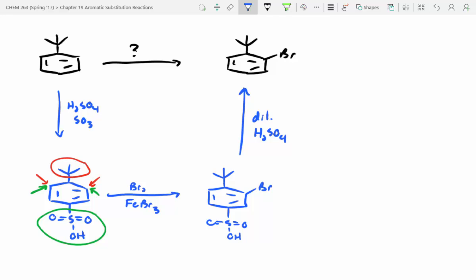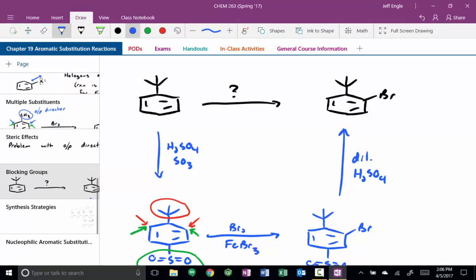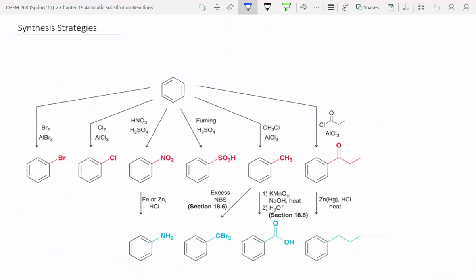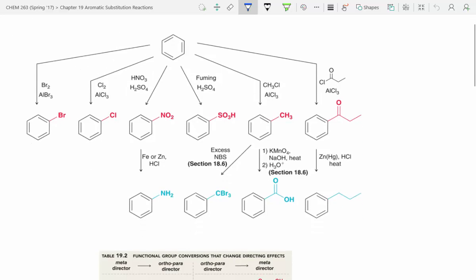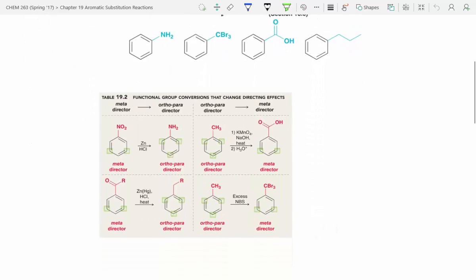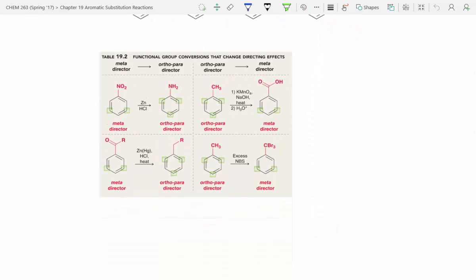All right, so let's talk a little bit about synthesis strategies. This is the chart from our book. We're on Wednesday, right? Look at all of this stuff that we covered. We've got a ton of reactions that we've learned. A lot of really useful ones synthetically, and now we kind of have to figure out a good approach for piecing this all together. The other important thing to remember is if you're trying to add on multiple groups, you have to keep track of these ortho-para directors.